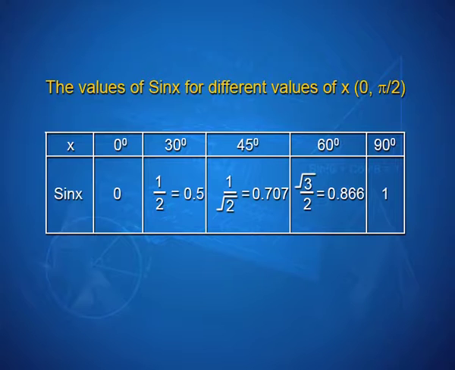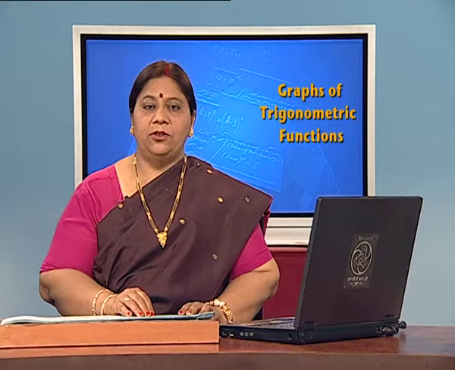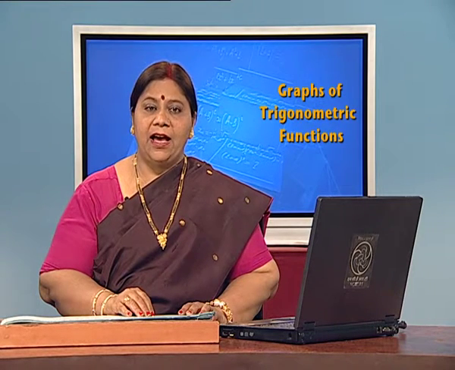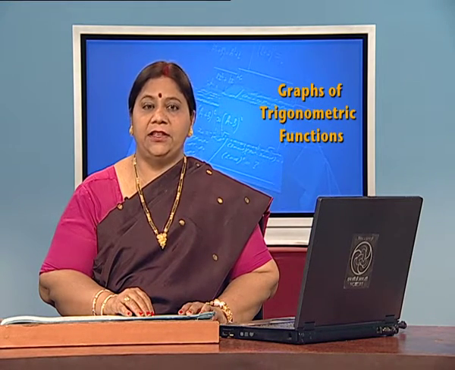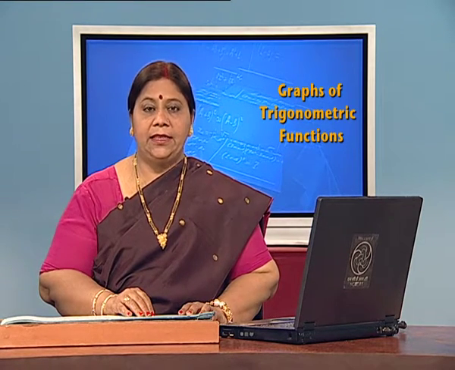Sin 0 degrees is 0, sin 30 is 1 upon 2, that is 0.5, sin 45 is 1 upon root 2, which can be simplified as 0.707, sin 60 is root 3 upon 2, which on simplification gives us 0.866, and sin 90 is 1. Using the above table and the fact that sin x is an increasing function, we obtain the graph of y is equal to sin x in the interval 0 to pi by 2.